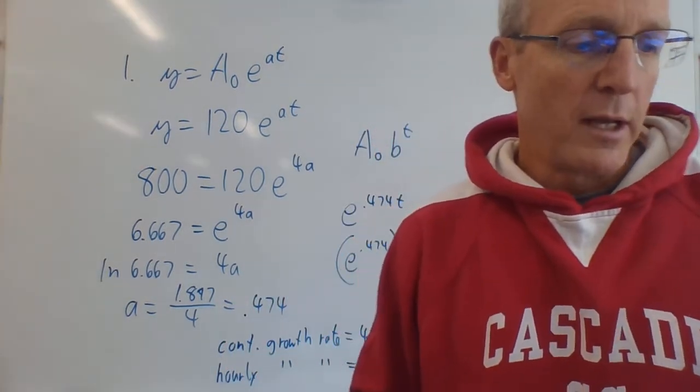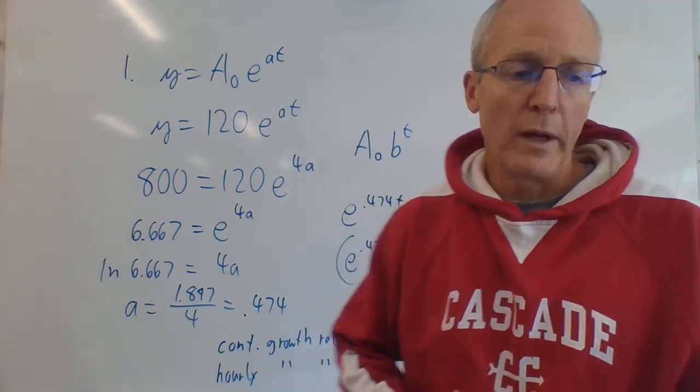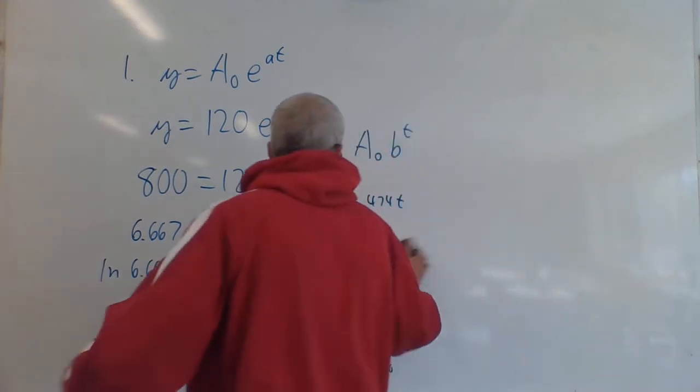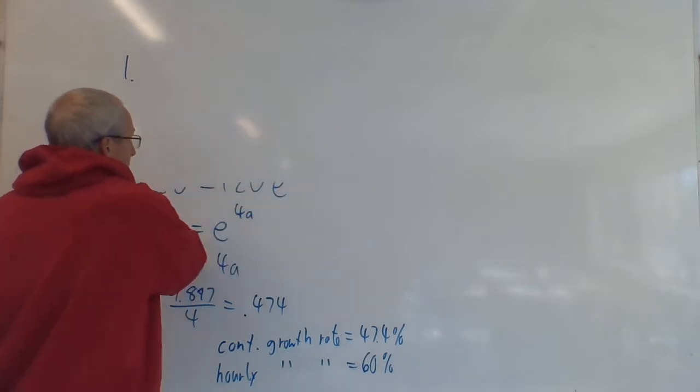All right, number 2 is the same idea. But now we don't know A0. We don't know what it is in the beginning, so it's slightly harder. We have to find what A0 is, because we don't know what it is.